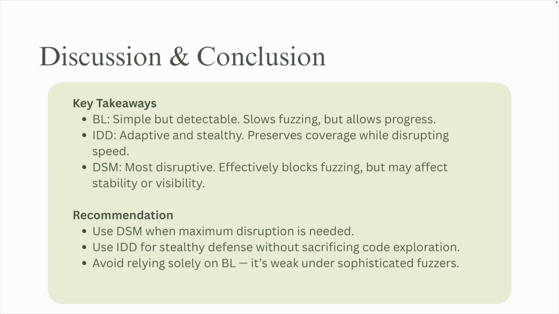So, what should we choose? If you want to completely block fuzzing, DSM is the strongest option. If you prefer a stealthy and adaptive defense, IDD strikes the best balance. And if you just need something quick and simple, BL still reduces fuzzing efficiency, though it's not sufficient on its own.